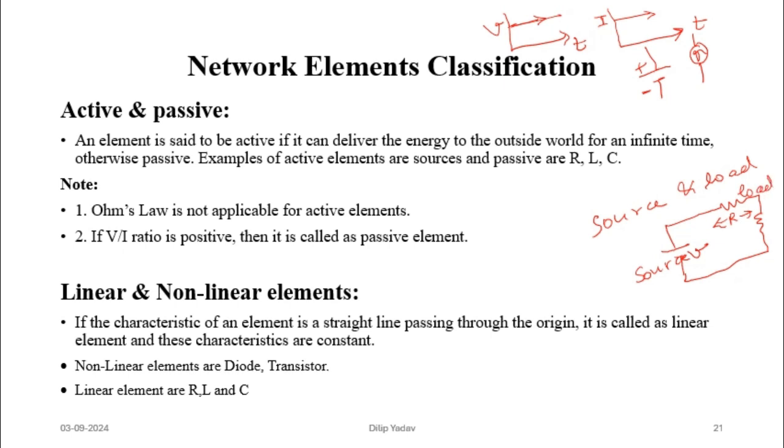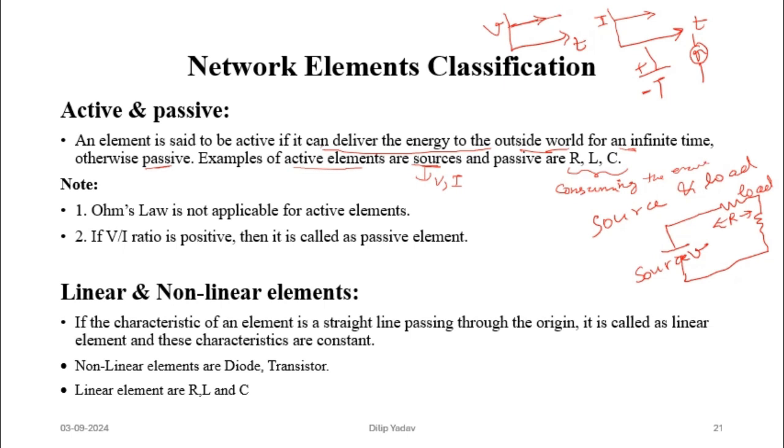So what definition do we have? An element is said to be active if it can deliver energy to the outside world for infinite time. Otherwise it is passive. Examples of active elements are the sources, that is V and I, and the passive elements are R, L and C, because they are consuming the energy. Because they consume energy, they are loads.